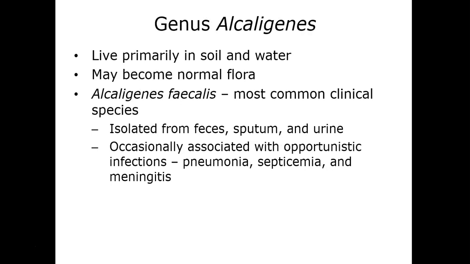The genus Alcaligenes is one that has the potential to be part of our normal flora. It is one of the most common clinical species found in places like the feces, sputum, and urine, and it is occasionally associated with opportunistic infections, things like pneumonia, septicemia, and meningitis.